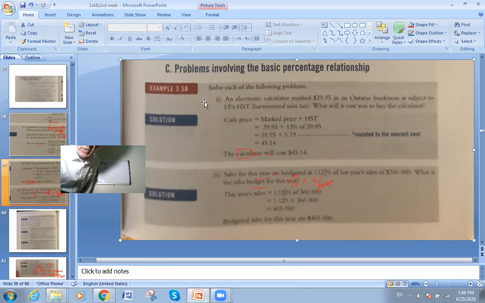In an Ontario store in its suburbs, 13% HST. Maybe you don't know, the HST in Canada is the taxes. It's almost like 13%. So you pay taxes for anything you buy here. If you buy anything, you will pay this 13% tax. It's called HST: harmonized sales tax. H for harmonized, S for sales, and T for tax.